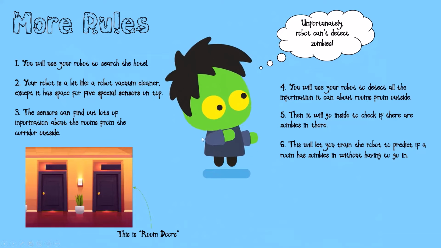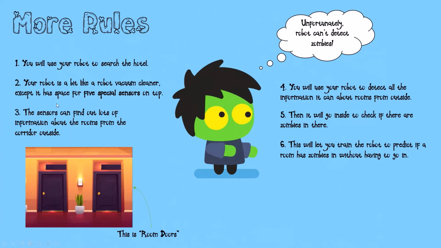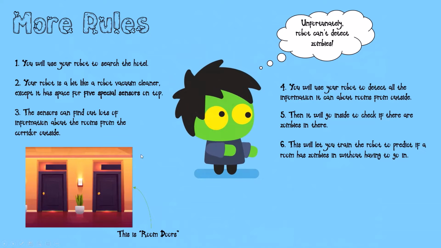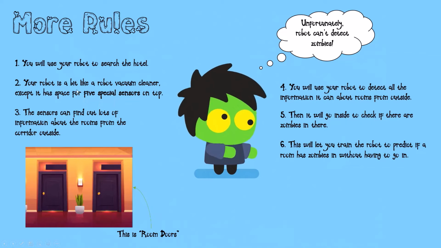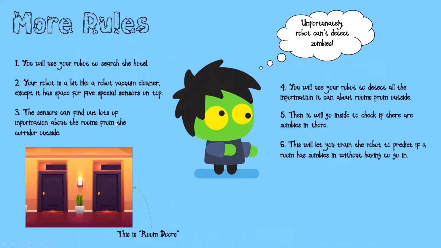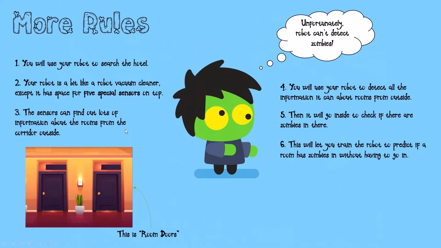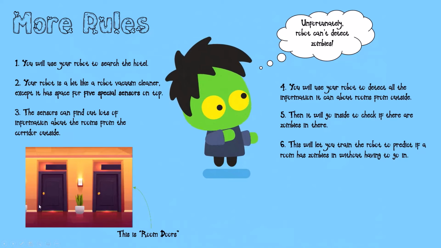So, some more rules. You will use your robot to search the hotel. Your robot is a bit like a robot vacuum cleaner, except it has space for 5 special sensors on the top. You should remember this number, 5 special sensors. The sensors can find out lots of information about the rooms from the corridor outside. So you're going to be in the corridor and go to the rooms like this.